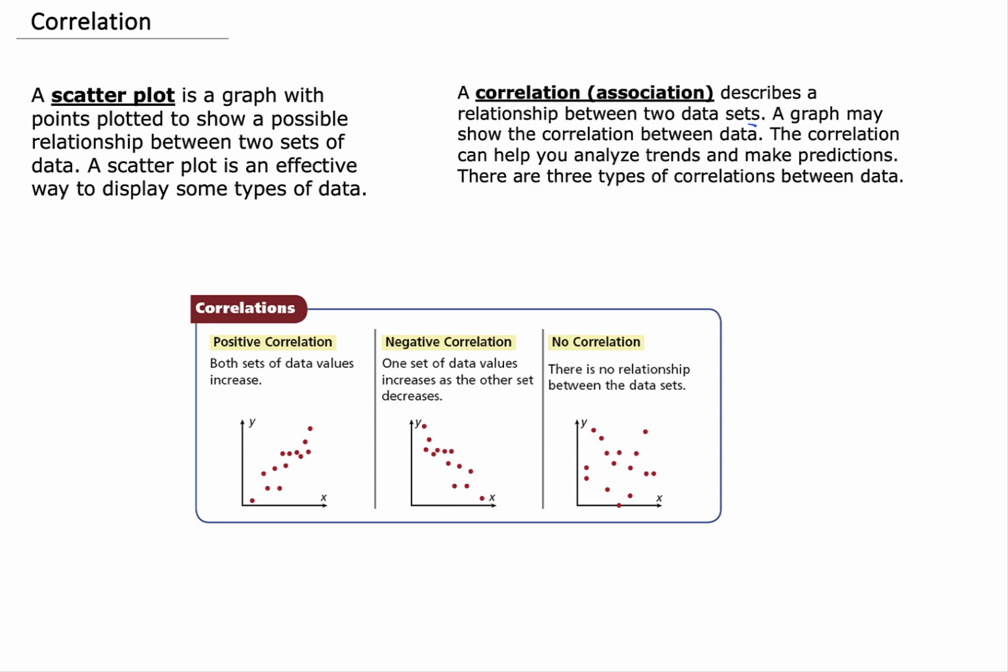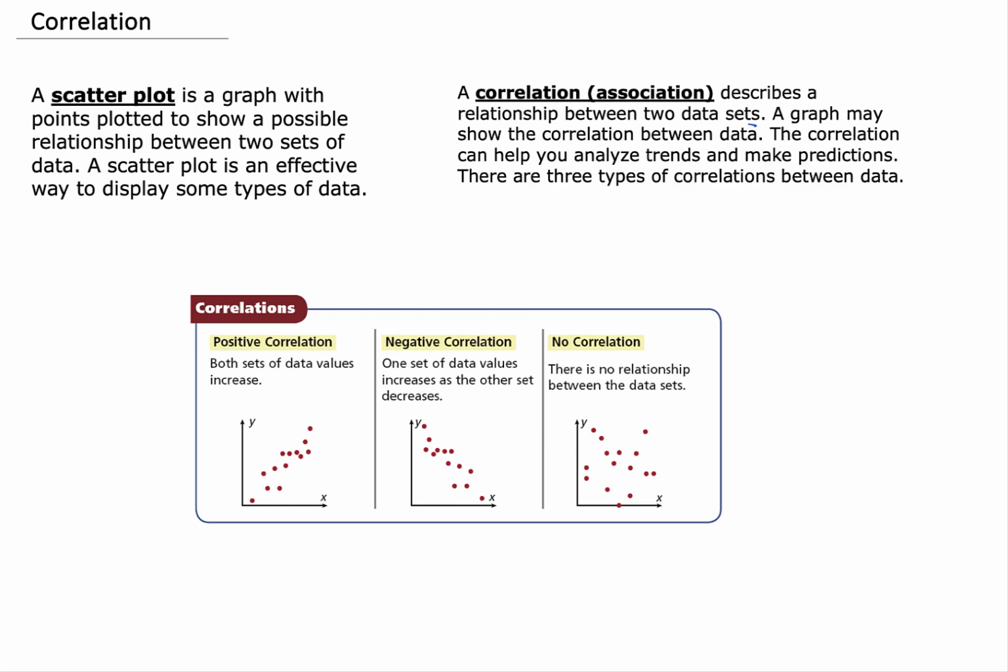Before we begin, I have a few vocabulary terms. Now, the first term is a scatter plot, and it's basically a graph where you have points being plotted to show a possible relationship between the two sets of data. We use scatter plots as an effective way to display some types of data, which means not all types of data can be displayed effectively on a scatter plot.